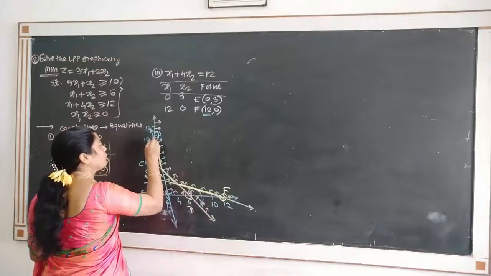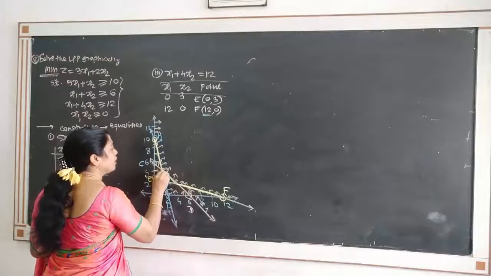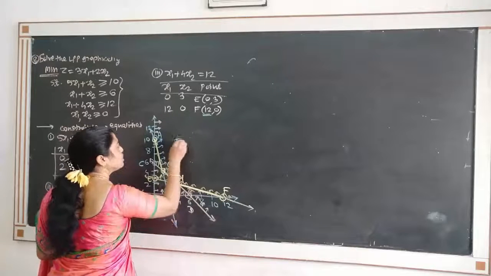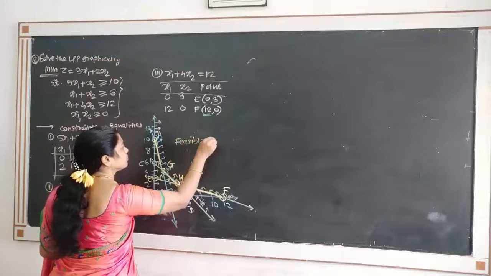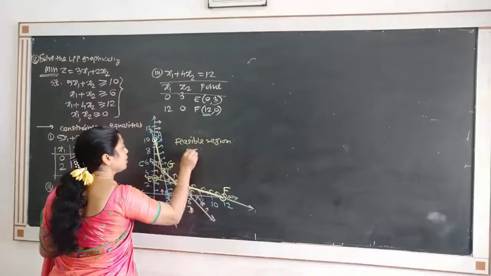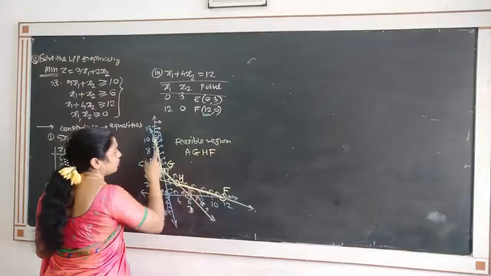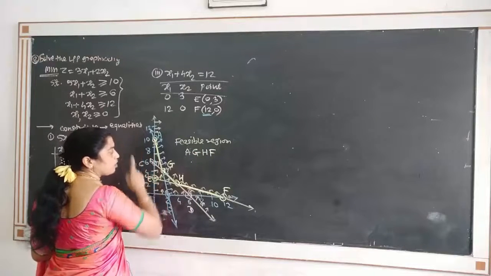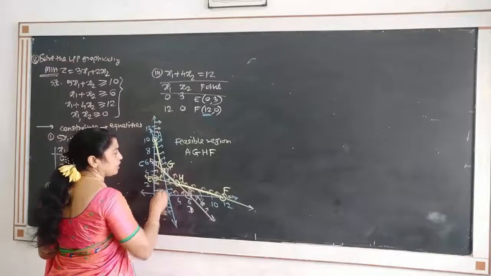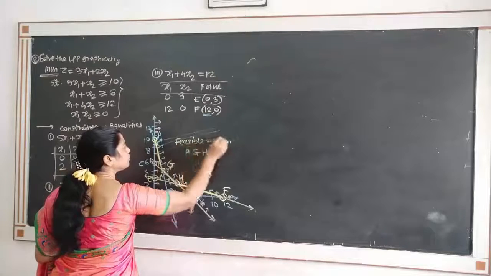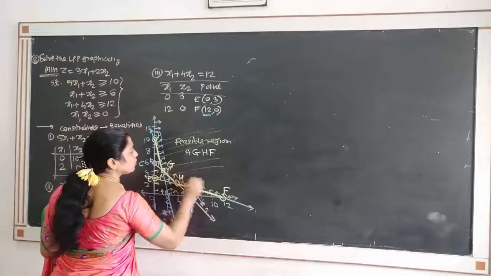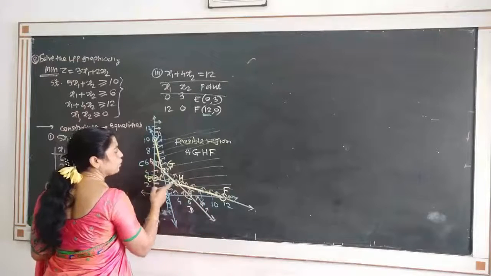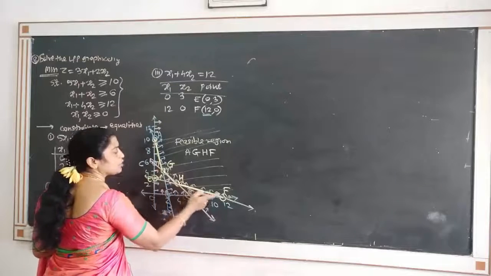So the corner points of the feasible region are A, and I will label these as G, H, F. So which is the feasible region? It is A, G, H, F. The feasible region is that region which satisfies all the constraints together with the non-negativity constraints. So this region, as the shaded region, is nothing but our required feasible region, and the corner points of the feasible region give us A, G, H, F points.